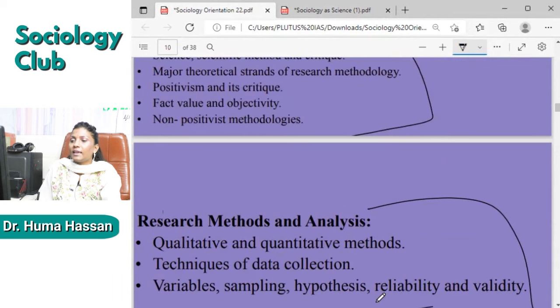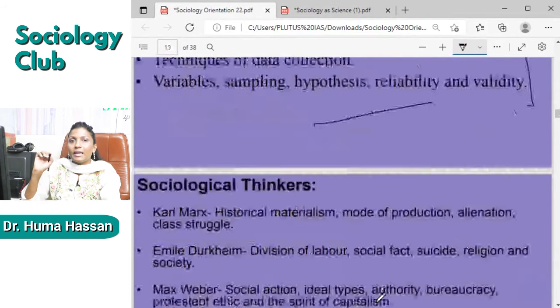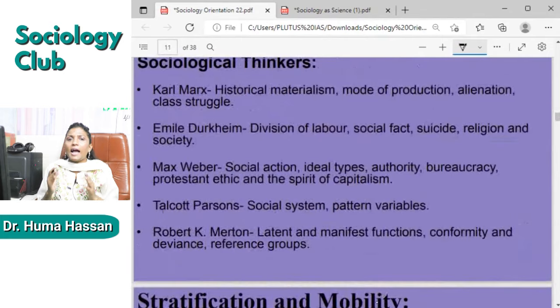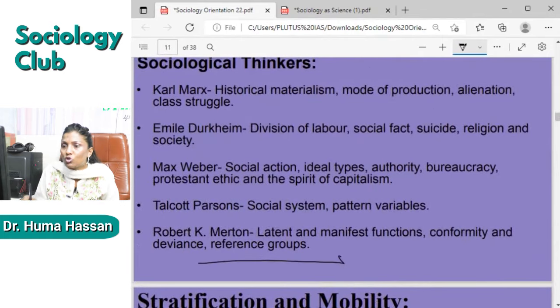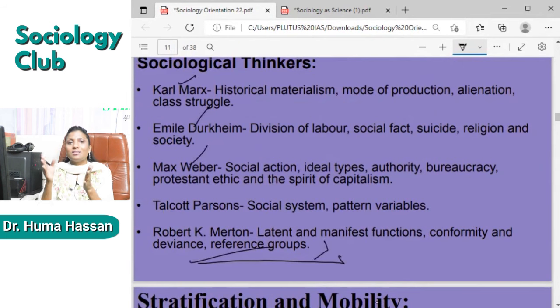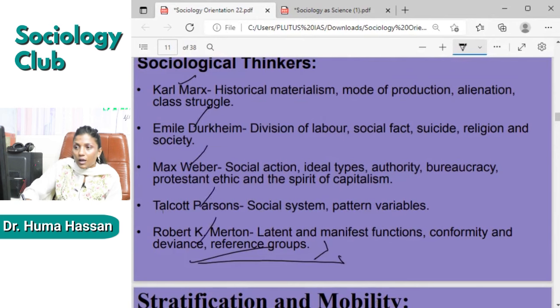And here I would say, and I always tell this, that if you have focused and worked hard till this topic, till sociological thinkers, Karl Marx, Emile Durkheim, Max Weber, Talcott Parsons, Robert K. Merton, after these, do not restrict yourself. When you are discussing Karl Marx, you also have to understand neo-Marxism. So correlate with contemporary sociologists too, or contemporary theory, Marxism.